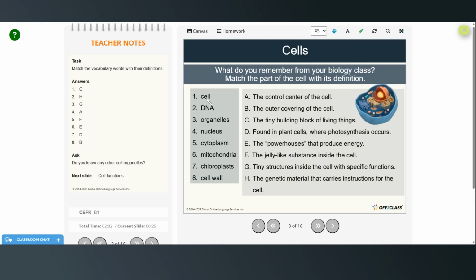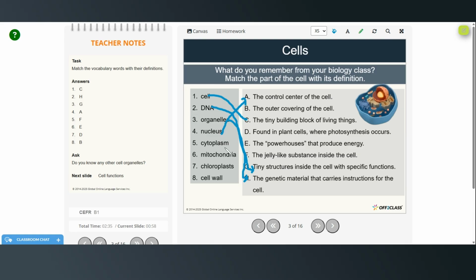Number one, a cell is the tiny building block of living things. Number two, DNA is letter H, the genetic material that carries instructions for the cell. Number three, organelles, that's letter G, the tiny structures inside the cell with specific functions. Number four, nucleus, that's letter A, the control center of the cell.